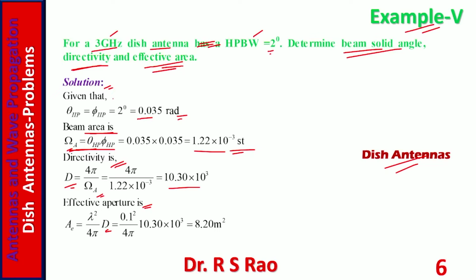This wavelength one can find from the given frequency 3 gigahertz. Wavelength corresponding to frequency 3 gigahertz is C by F, 3 into 10 power 8 by 3 into 10 power 9, which is 0.1 meters. So wavelength is available. D is already calculated. So effective aperture can be found without any difficulty. In the present case, it is 8.20 square meter.